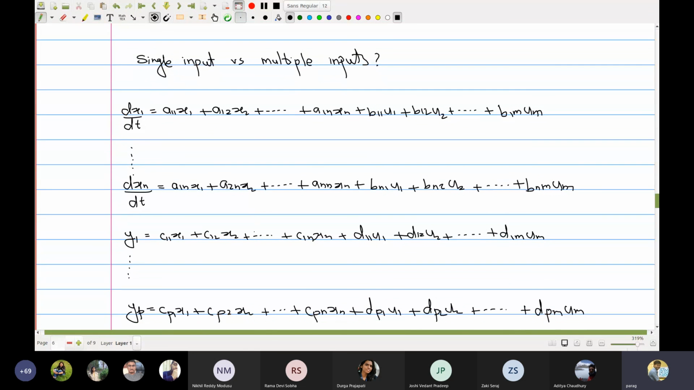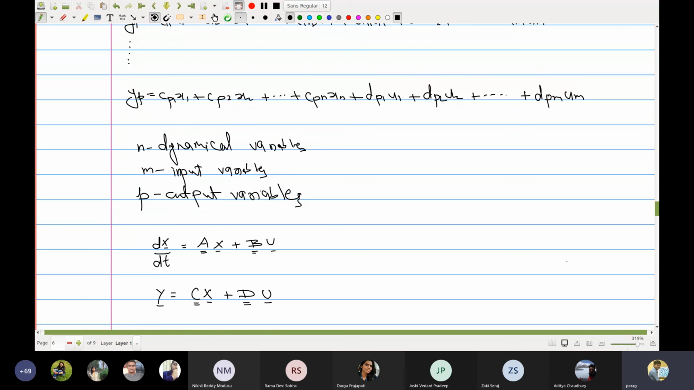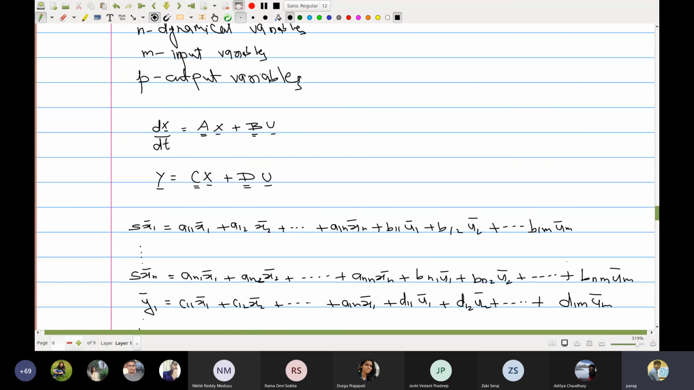So what will be the most general expression? dx1 by dt equals this whole left hand side and so on. Similarly, the expression for the output variable. So these are all the equations. Now I convert these equations to a matrix equation. This will be my matrix equation: dx by dt equals A matrix times x vector plus B matrix times u vector, and so on.